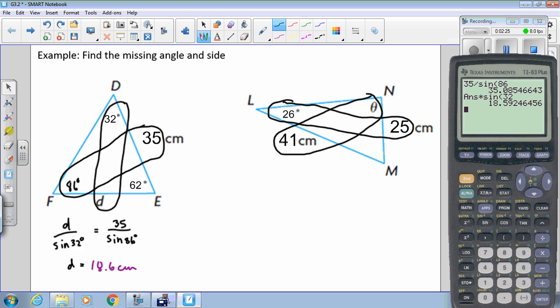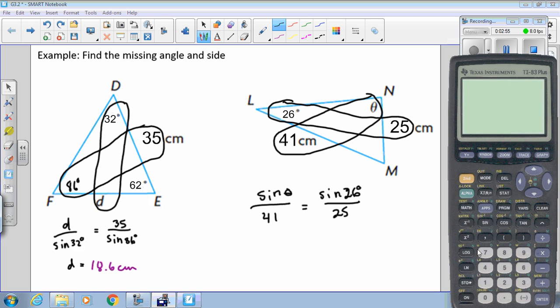So let's start off with our unknown, which is sine theta over 41, which is the opposite side, equal to sine 26 over 25. Notice that I put the angles on top for the numerator here versus the side like I did for the first question. So to find my answer, I will do the division between these two numbers and multiply by 41 and then sine minus 1.